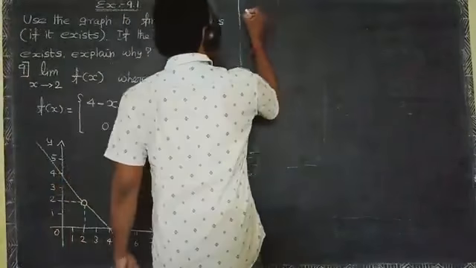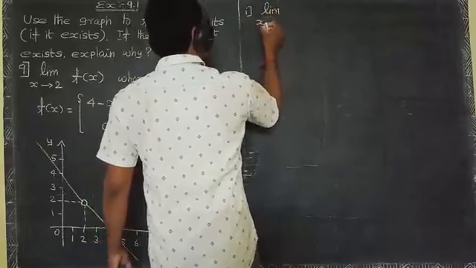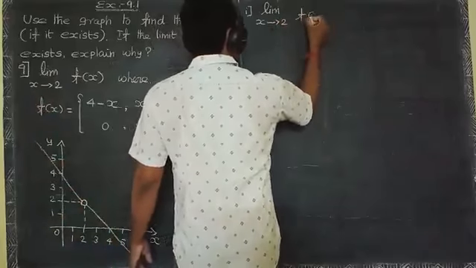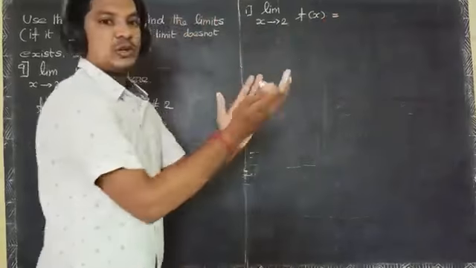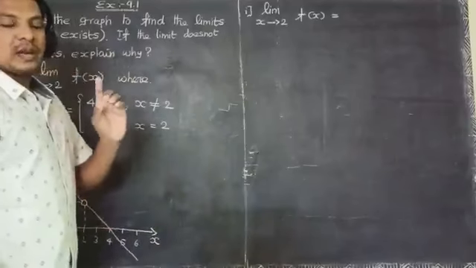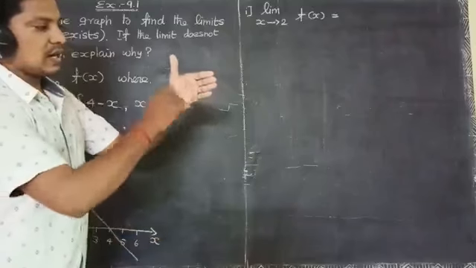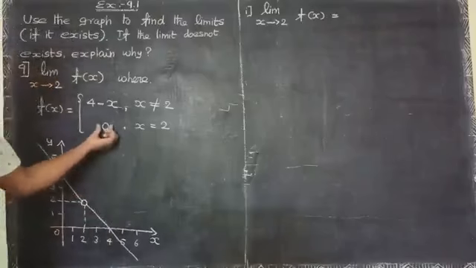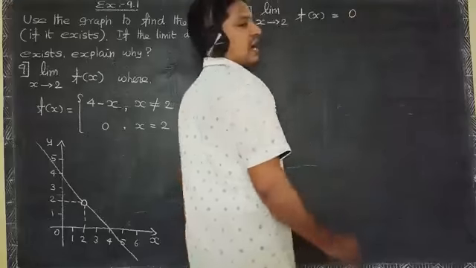Here the solution, the first one, limit x approaches 2 of f of x. X approaches 2 does not mean x equal to 2. In a particular stage x approaches 2 and in the next stage x equal to 2. That is, we take the function 0.